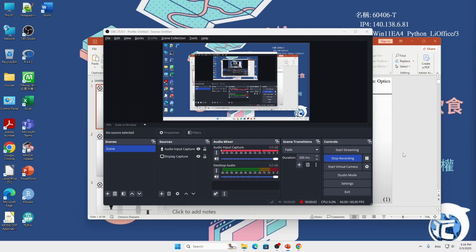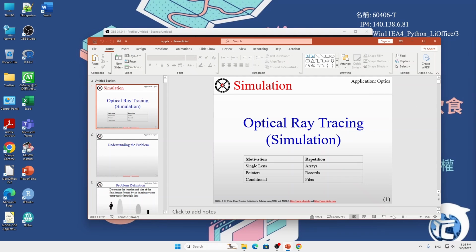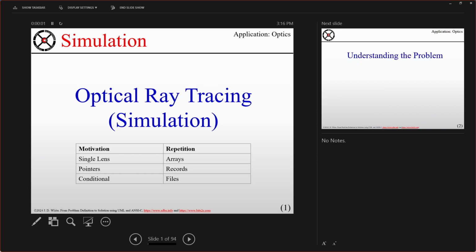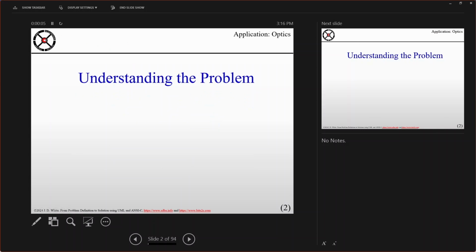Okay. All right, so we're going to go to page 37 in your book. Optics, section 2, page 37, optical ray tracing. Let's quickly review, and then we'll demo the UML by hand again. Okay, so optics, there we go. Optical ray tracing, the simulation.